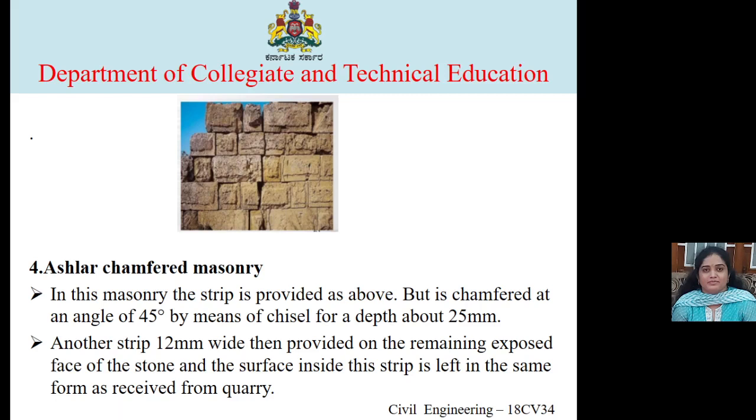So the next is ashlar chamfered masonry. In this masonry, the strip is provided as above, the same as this one, but is chamfered at an angle of 45 degrees by means of chisel for a depth of about 25 mm. Another strip 12 mm wide is then provided on the remaining exposed face of the stone, and the surface inside the strip is left in the same form as received from the quarries.